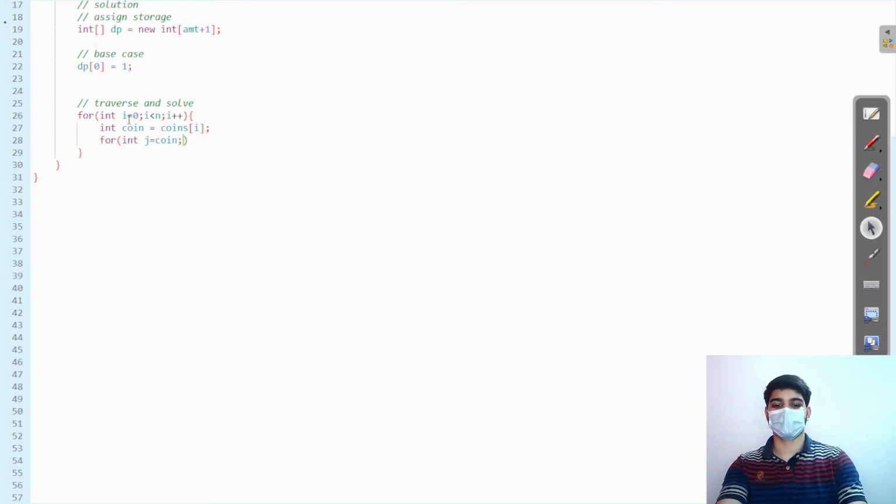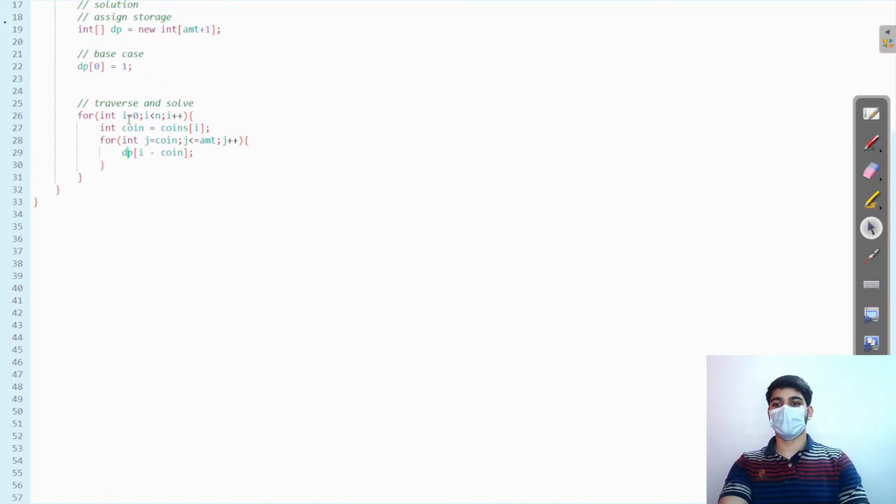We have already discussed this. So we go till how much? Our amount, right? And j plus plus over here. So j is nothing but my current amount and coin is my current coin, right? Now what I have to do is I have to ask my previous state, right? So my previous state would be my current amount minus the coin, right?